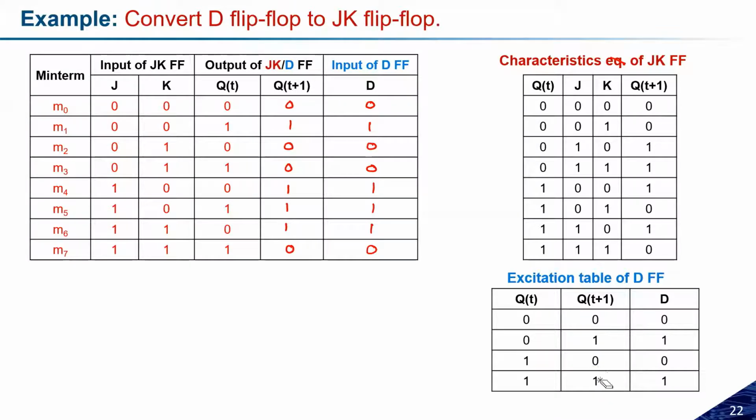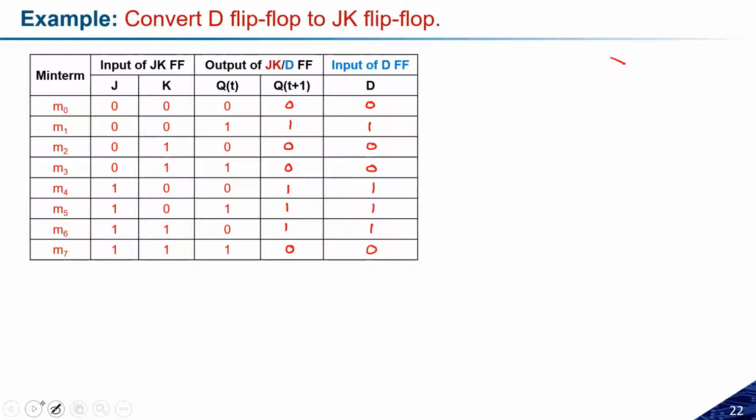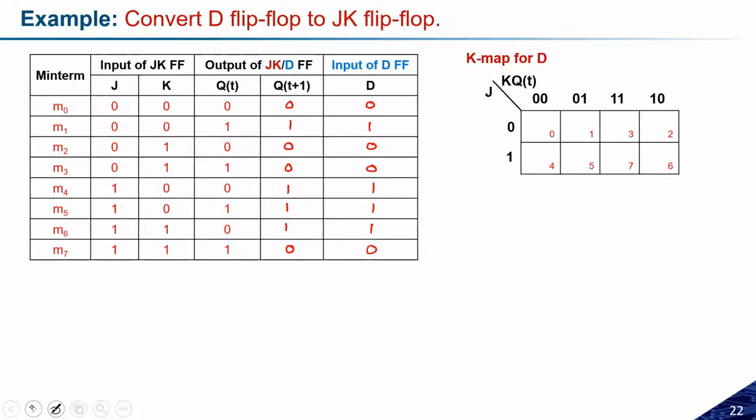Now, once we are ready with this, the next step is to make the K map for the D input. The K map for the D input needs to be prepared. The inputs will be J, K and QT. So these three are the inputs, and I have to prepare it for D. Let us see how the K map can be filled here. It is 0, 1, 0, 0, 1, 1, 1 and 0.